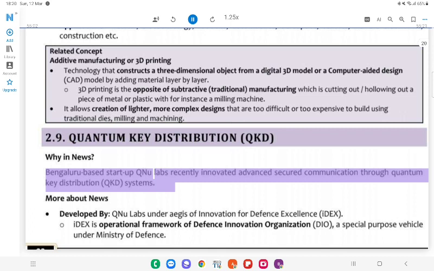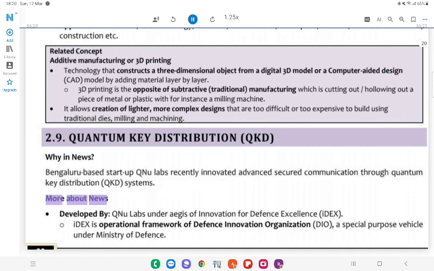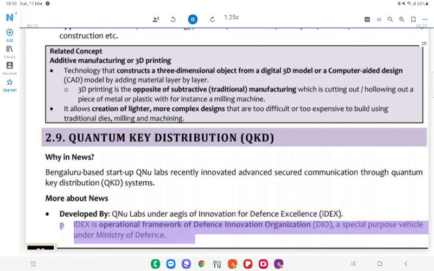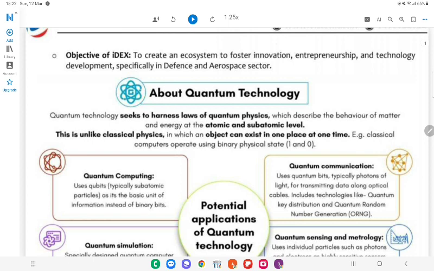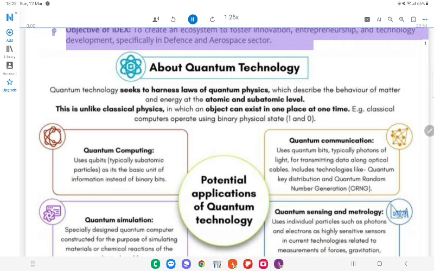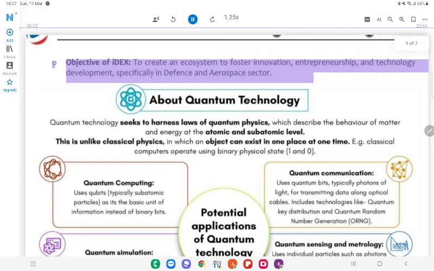2.9. Quantum key distribution, QKD. Why in news? Bengaluru-based startup QNu Labs recently innovated advanced secured communication through quantum key distribution (QKD) systems. More about the news: developed by QNu Labs under the aegis of Innovation for Defence Excellence, iDEX. iDEX is the operational framework of the Defence Innovation Organisation, DIO, a special purpose vehicle under the Ministry of Defence. The objective of iDEX is to create an ecosystem to foster innovation, entrepreneurship, and technology development, specifically in the defense and aerospace sector.